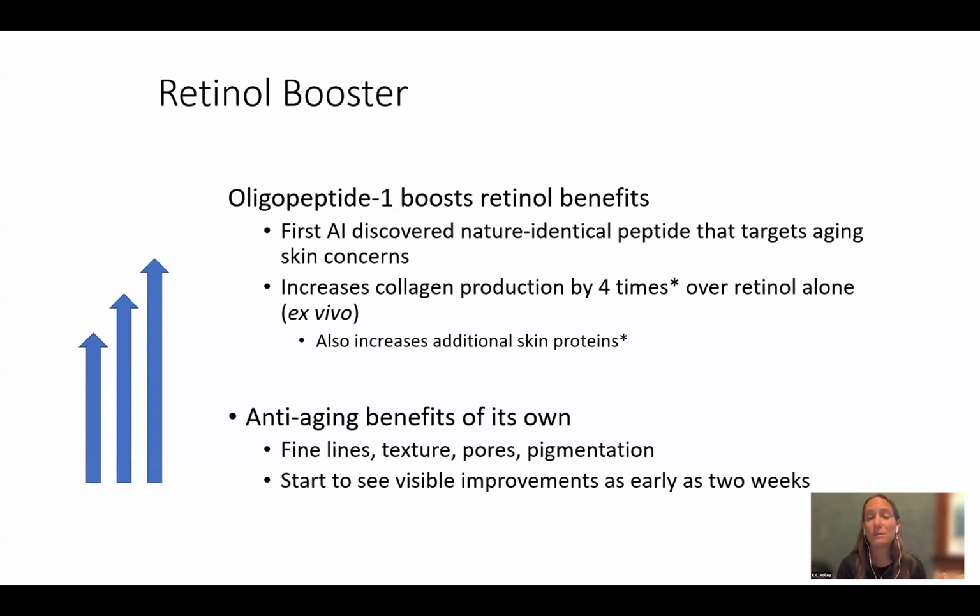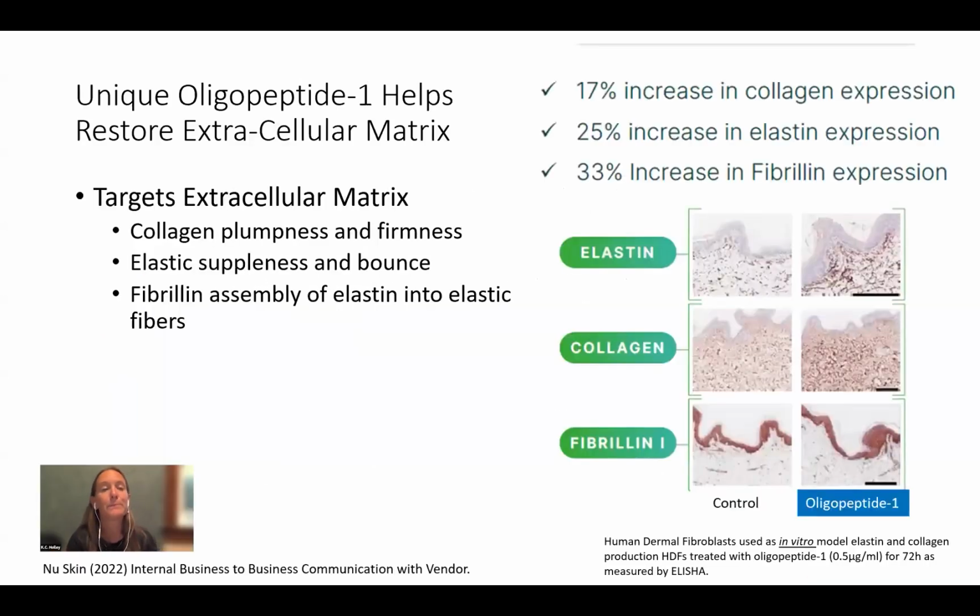And they also found some additional skin proteins that also had increases like fibrillin, and fibrillin is a precursor to elastin. But this oligopeptide 1 also has anti-aging benefits of its own. It can help with fine lines, texture, pores, and pigmentation, and you're able to see these results in as early as 2 weeks. So let's get into that just a little bit more.